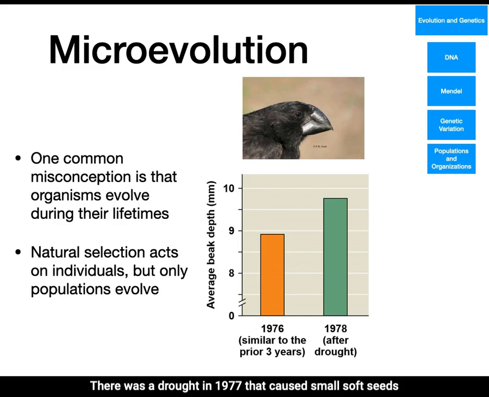There was a drought in 1977 that caused small, soft seeds to become scarce. As a result of this, the finches mostly fed on large, hard seeds. But those large, hard seeds are hard for a finch without a deep bill. This applied selection to the population of finches, and selection often hurts. By the end of the drought, 85% of the medium ground finch population had died.